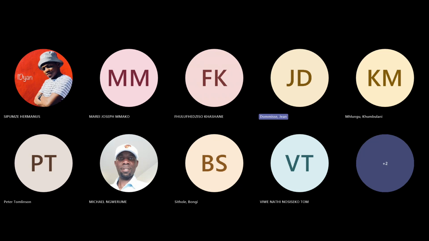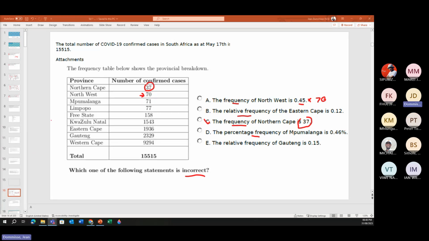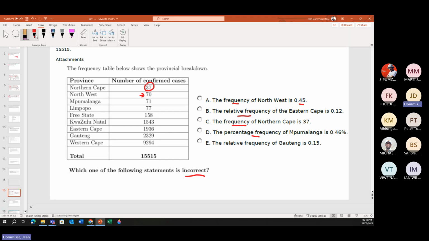Oh, sorry, let me quickly check, is it sharing now? Yes, thank you for telling me. I will quickly take that away. Let's quickly just go over it again.